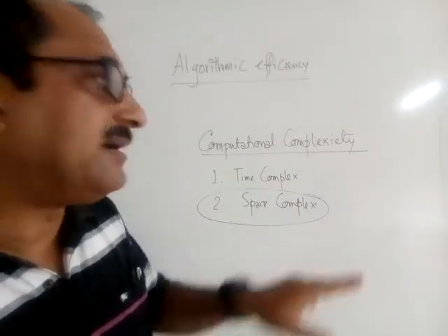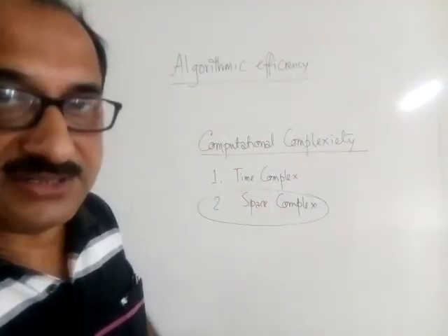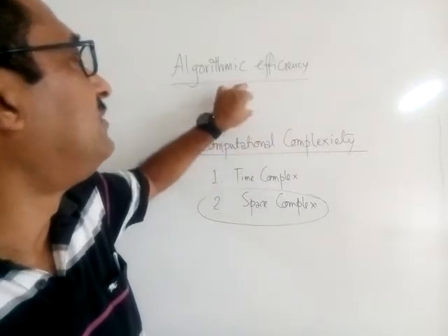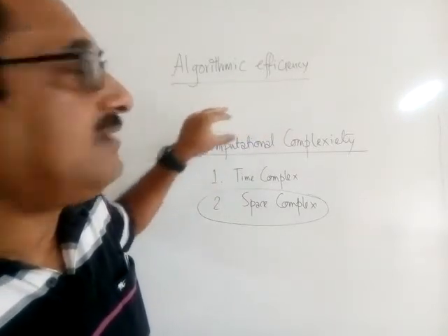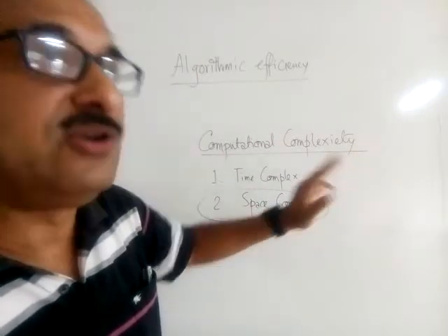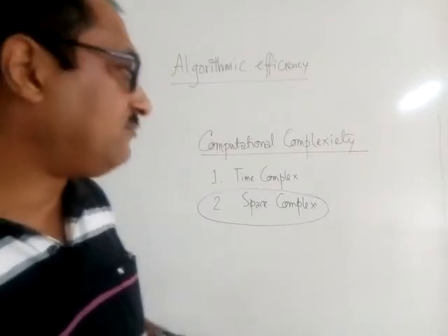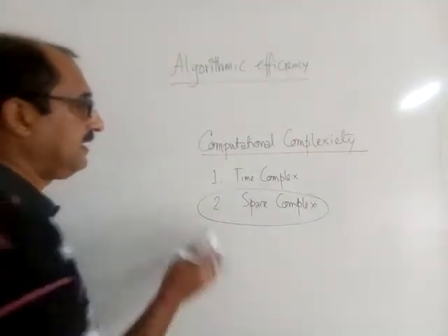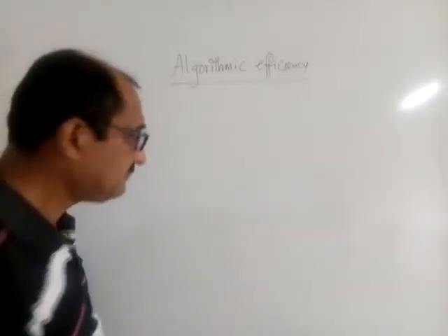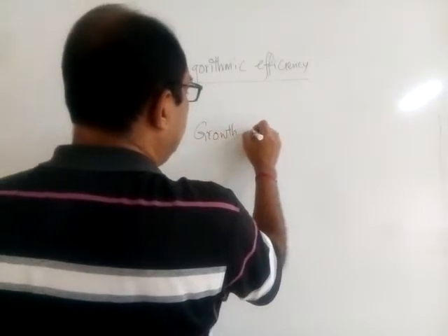But space complexity is not what we are going to discuss here, because it is seen that space complexity doesn't make much of a difference. It makes a difference, but its impact is not as much as time complexity. So basically, time complexity will play the most important role in determining whether an algorithm is an efficient one or not so efficient one.